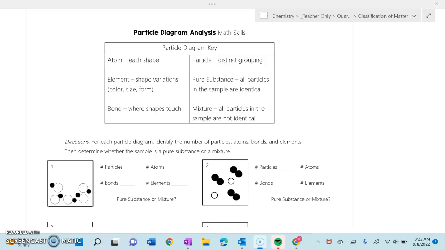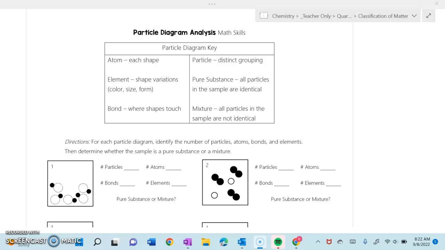But we also have the micro level where you consider what the particles and atoms would look like at the atomic level, and that's what we're looking at today. So when we look at a picture, it is representing on the atomic level what our compound, element, or mixture might look like. So using our key, we're going to break down what these pictures look like.